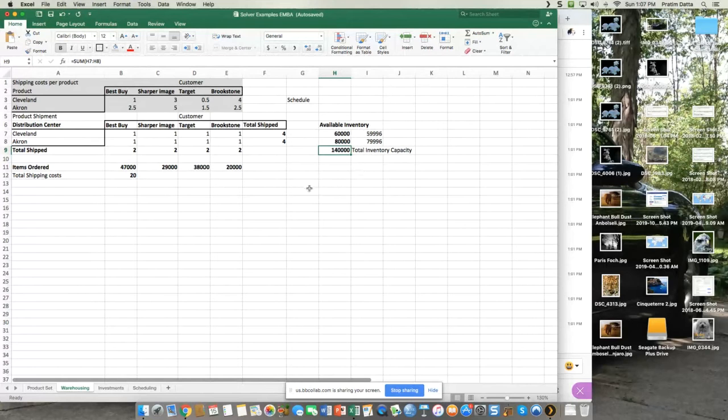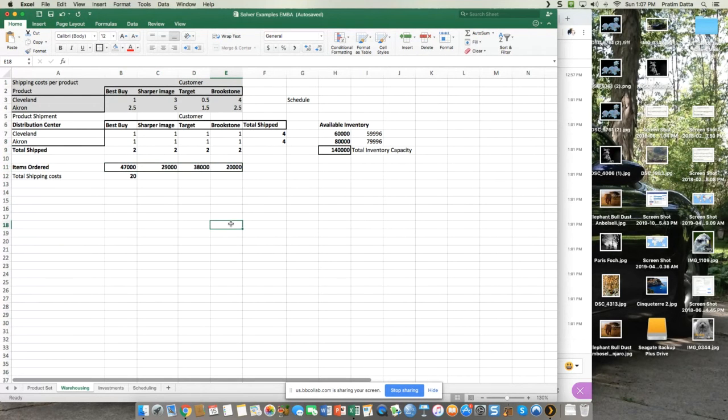That's their capacity. The second thing is, every client, every customer has certain periodic requirements in terms of how much they want in terms of products. Best Buy wants 47,000 products from you every quarter. Sharper Image wants 29,000 products from you every quarter. Target wants 38,000 products from you every quarter. Brookstone wants 20,000 products from you each quarter. Right?